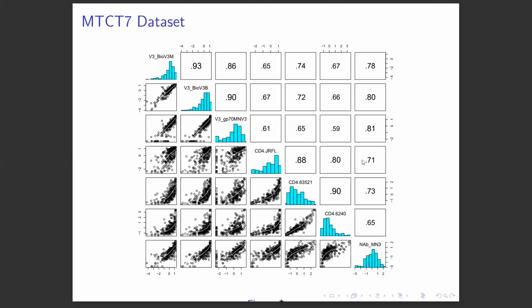And this slide shows a paired plot. There are 7 antibodies, and not surprisingly, if we look at the first 3 here, within this group they are highly correlated. And if we look at the second group of 3 here, within the group they are highly correlated. And this is the last one.